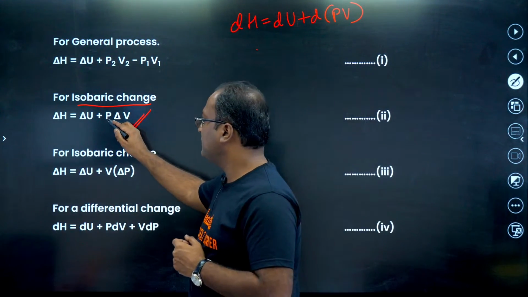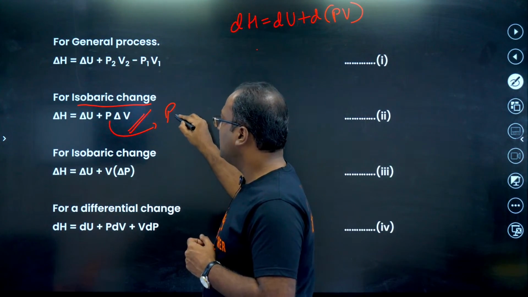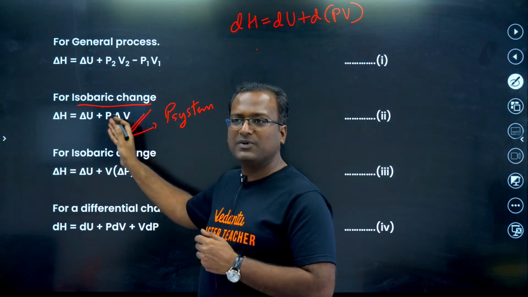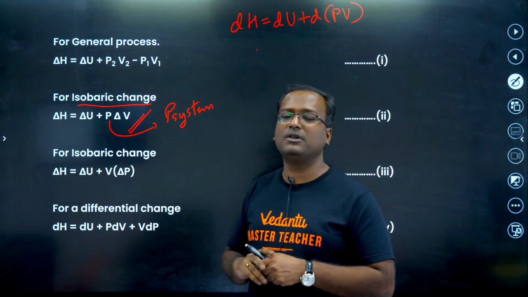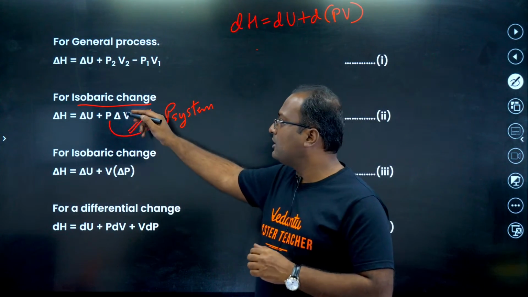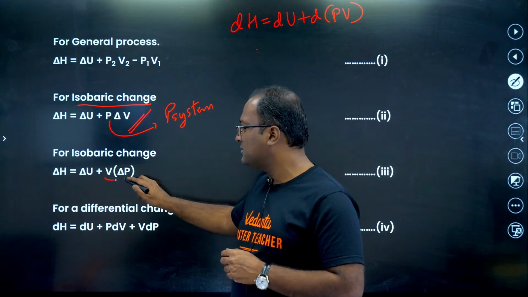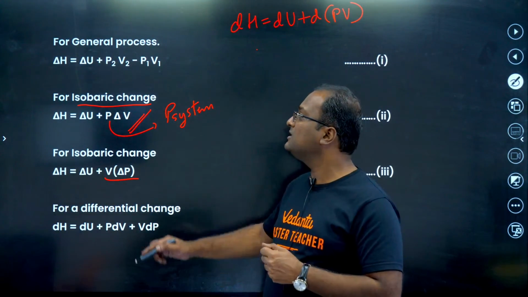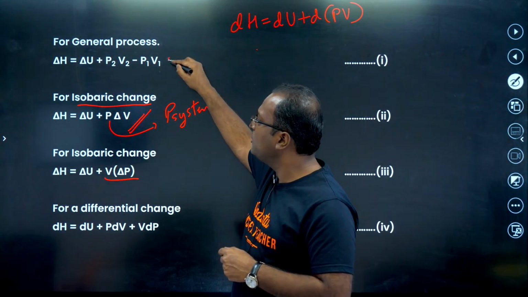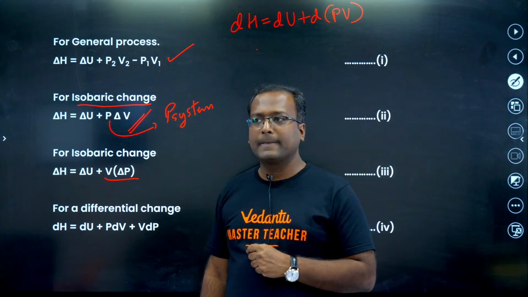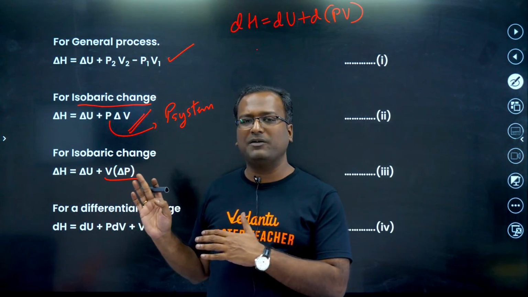This here, guys, is pressure of your system. We are not changing internal pressure at all. That is why we are able to take it out of the differential. Similarly, when we talk about isochoric process, volume comes out of the differential. If pressure and volume both are changing, then we prefer using P2V2 minus P1V1. I hope this much is clear to everybody, guys.